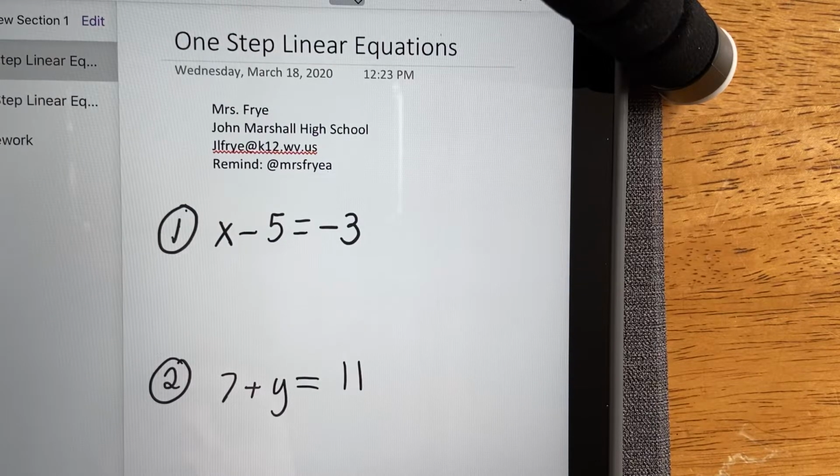I've decided to prepare a couple videos for you on solving equations. I've got two different types of equations we're going to talk about today. The first type is a one-step linear equation, and the second type is the two-step linear equation.